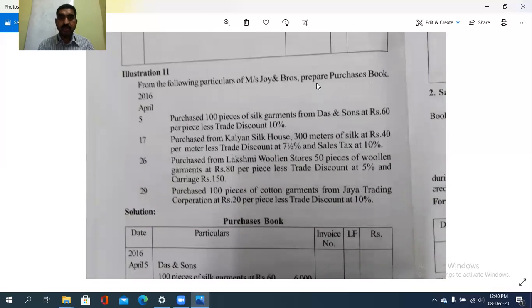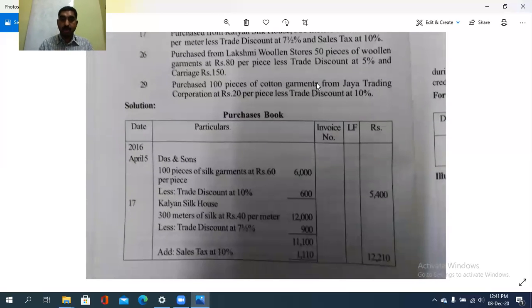Second case, purchased from Kalyan Silk House 300 meters of silk at rupees 40. So 40 into 300, 12,000. Less trade discount 7.5% on 12,000, and sales tax at 10%. See how it is to be done. Sales tax is to be added and trade discount is to be deducted. So how much is it? 7.5% of 12,000 is 900, that is to be deducted, and on the rest of the amount the 10% tax is to be taken care of. So 10% sales tax on 11,100 is 1,110. So 12,210. Look on the screen, 12,210.